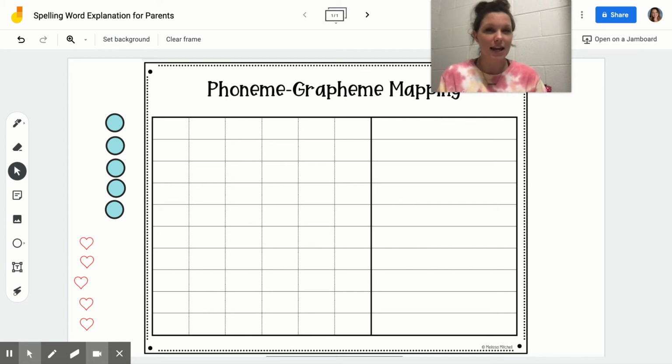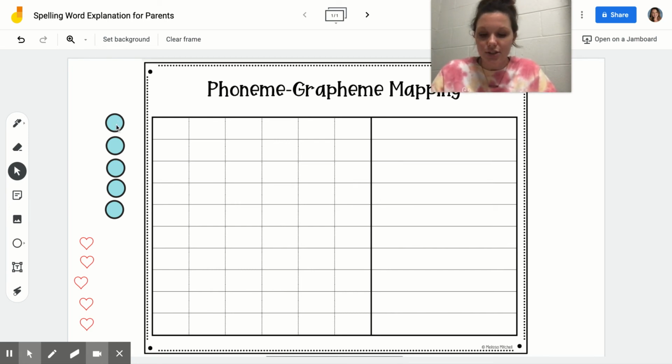Well, how many sounds does run have? You'll give me a fist and we'll sound it out. R, u, n. 3 sounds. So that means we need to use 3 boxes, okay? And I have little circles over here that I'm going to use digitally, but I normally have little chips or something small that they lay on their paper, okay? So for every sound, we're going to add a chip, okay?